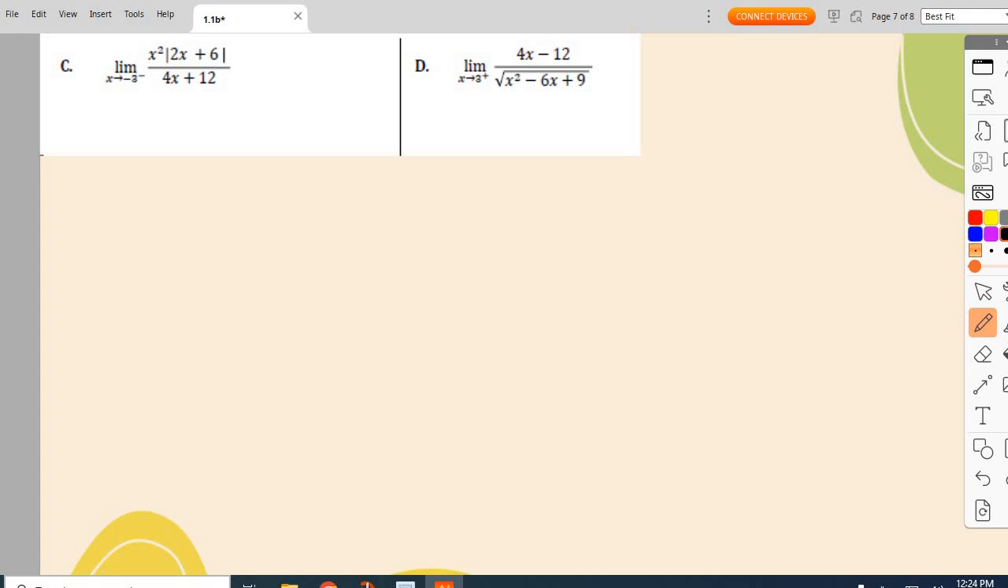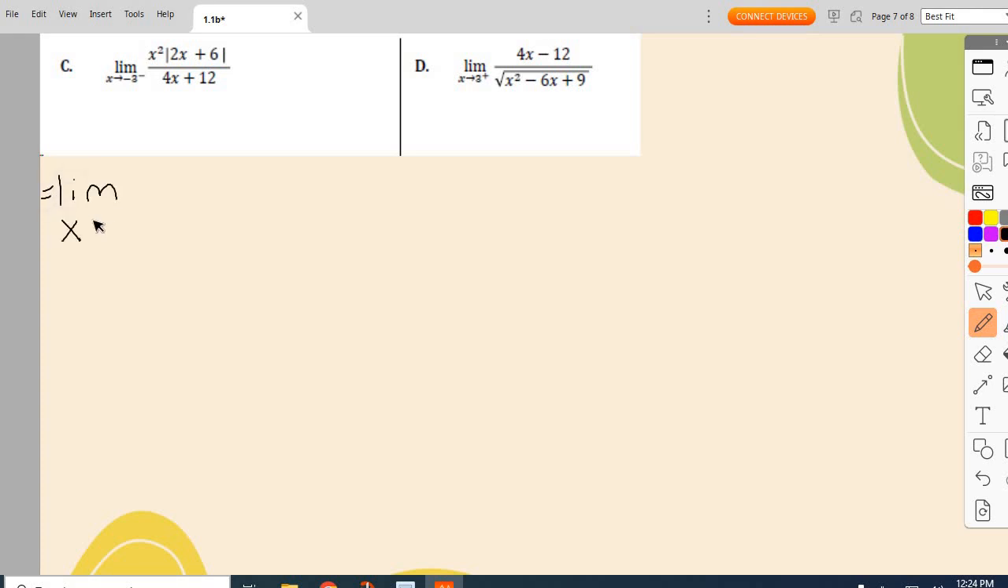Alright, so first off, what do we want to try? Substitution, but what happens? Don't worry, it doesn't work. Remember, even from the left or from the right, I can still do direct substitution, because if I get an answer, then that means that the left and the right are the same thing. So it doesn't matter that it's from the left. However, since we can't, we do have to think about what we have to do here.